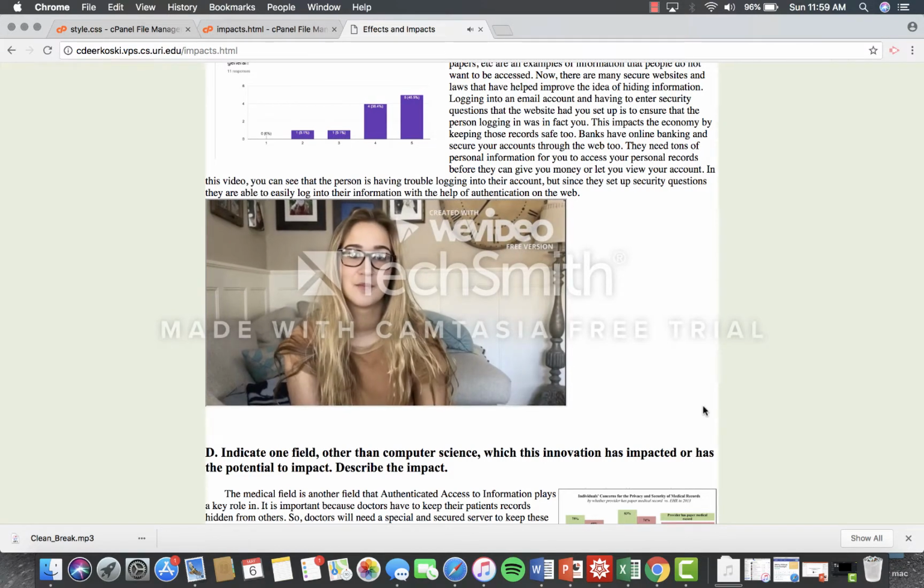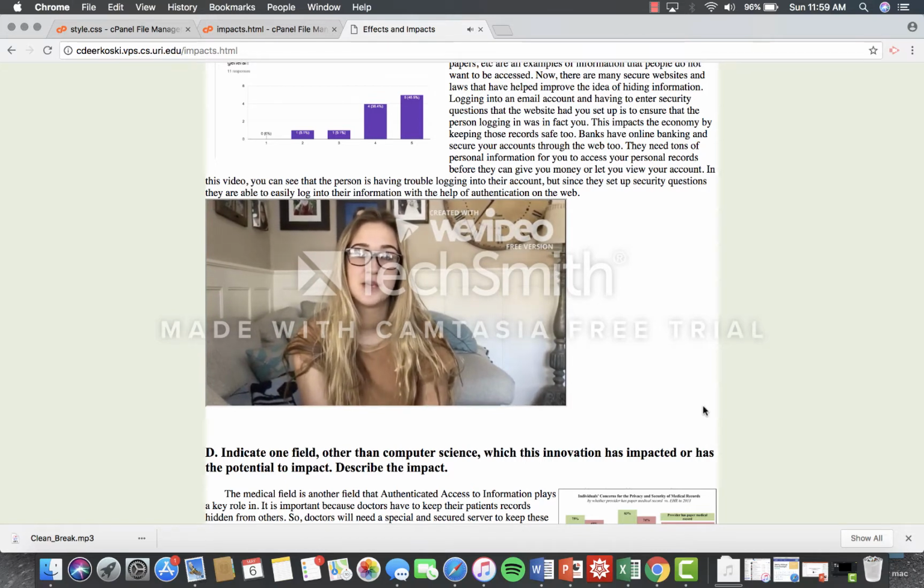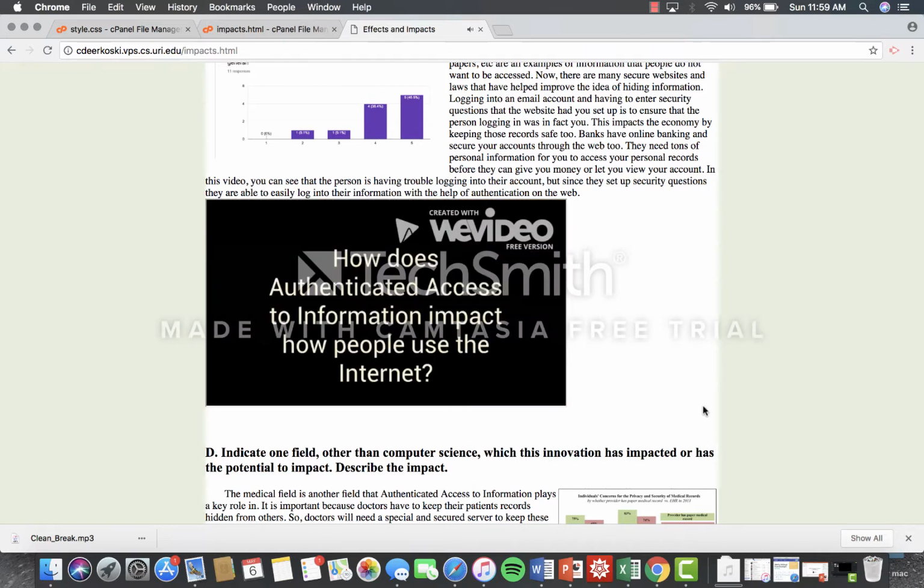Authenticated access to information is beneficial because it verifies that the user online is you and helps keep your identity hidden.